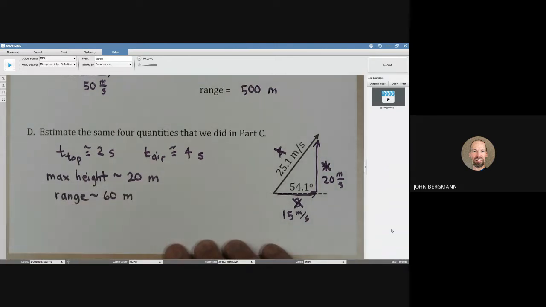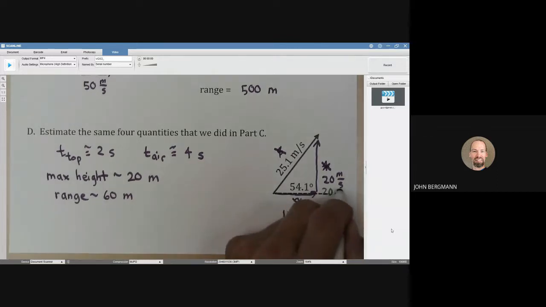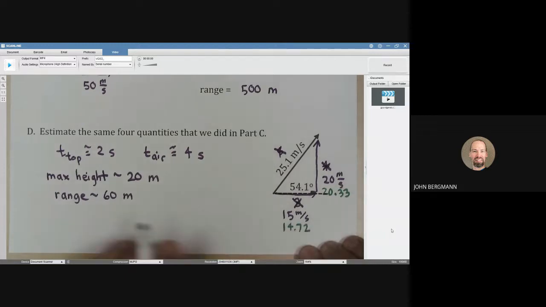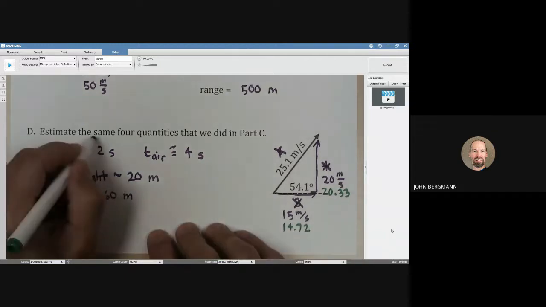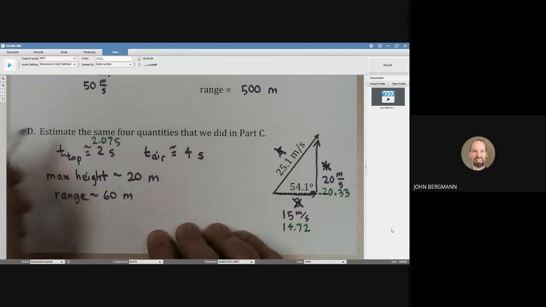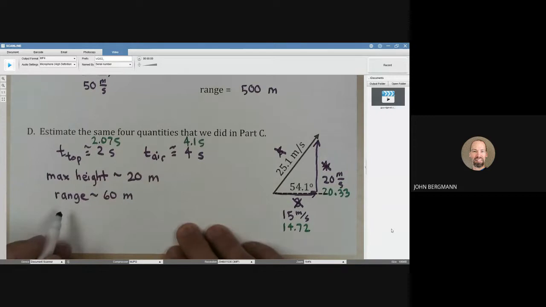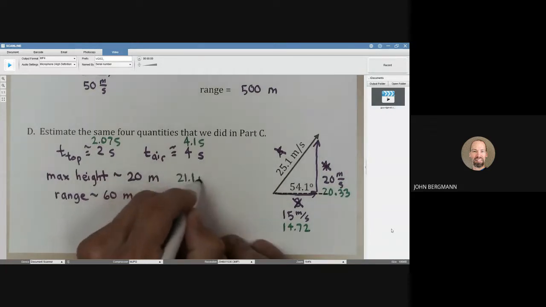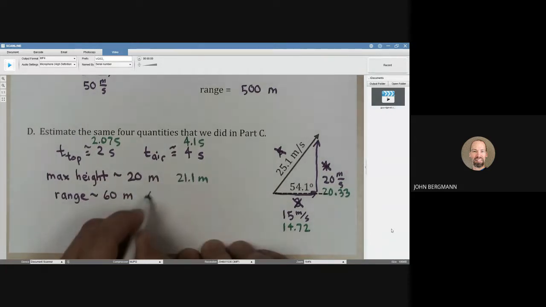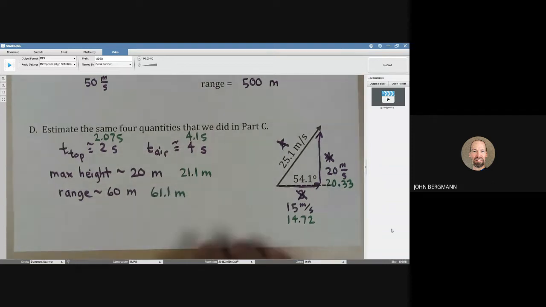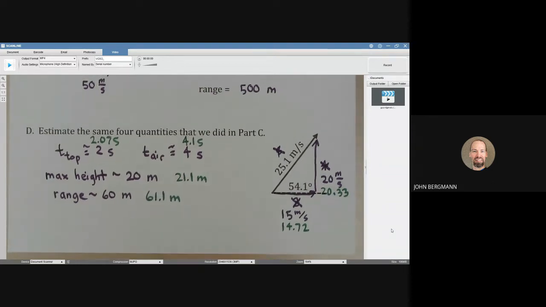If you were to take the time to put all this into your calculator and figure out what you get, what you end up with are numbers that look like this: 20.33, 14.72. The time to the top is 2.075. The time in the air is 4.15. The maximum height is 21.1. And the range is 61.1. Look at that. We did a pretty good job just by using our brains.